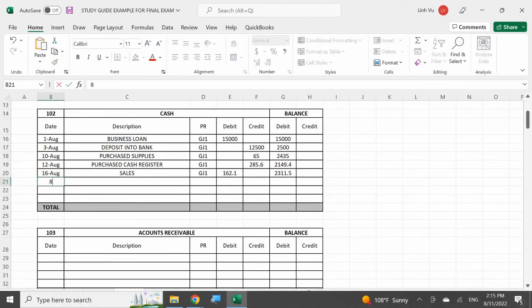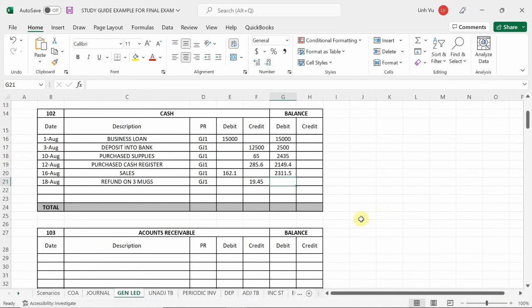Okay? So 8/18 for refund on 3 mugs, which decreased your account by $19.45. So, what is now your account balance in your cash account? 2292.05. Good.